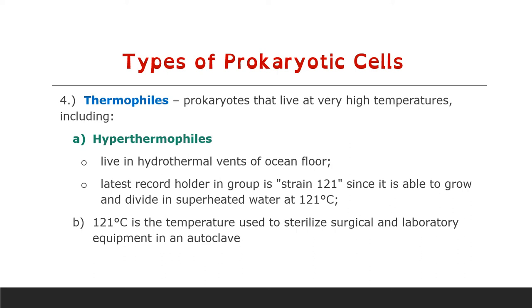Okay, so 121 degrees is the temperature used to sterilize surgical and laboratory equipment in an autoclave. So that's the typical setting. Okay? But for this strain 121, they could go as high as 121 degrees and they can still reproduce themselves.